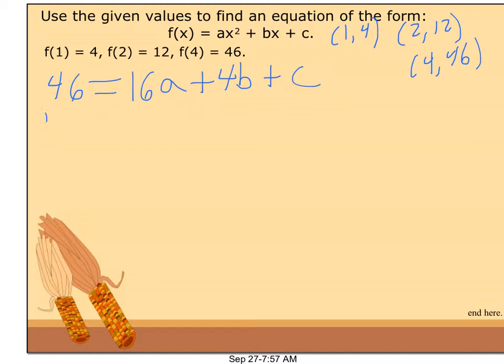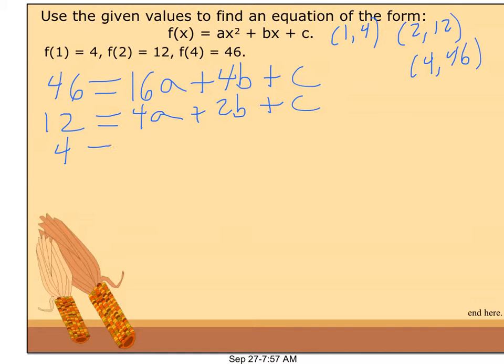Now I have a second one. I could put in 12 for y, and then put in 2 for x, so that would be 4a. The 4 is coming from 2 squared, plus 2b, plus c. I've got a system, and we've actually practiced already this year solving a system of 2 equations, specifically a system of 2 lines. These are actually going to end up being linear equations because, right now, a, b, and c are all raised to the first power. But 2 equations, 3 variables, still no good. Okay, that didn't work.